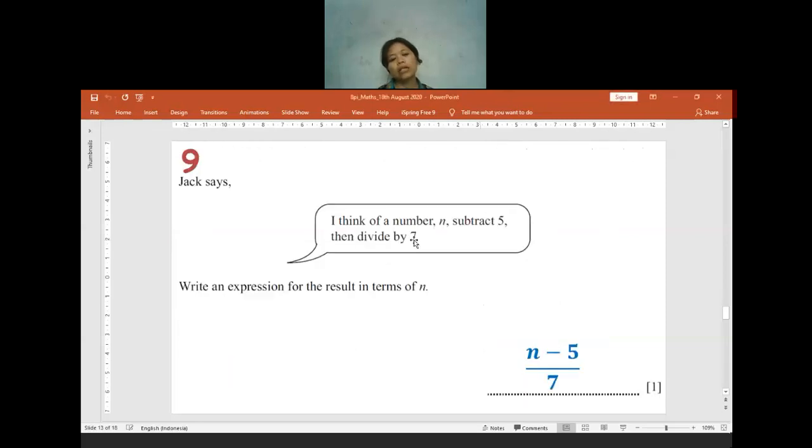For question 9, think of a number n and then subtract 5, divided by 7. So it will be n minus 5 all over 7. If you want to write it in one line, you have to make sure that you put the n minus 5 inside a bracket like this. Do not use a capital N, because the n is not a capital letter.